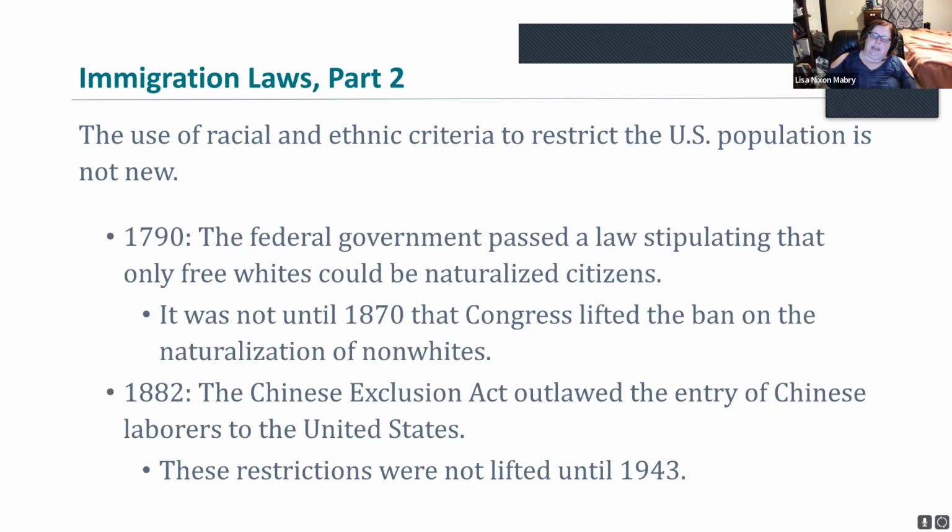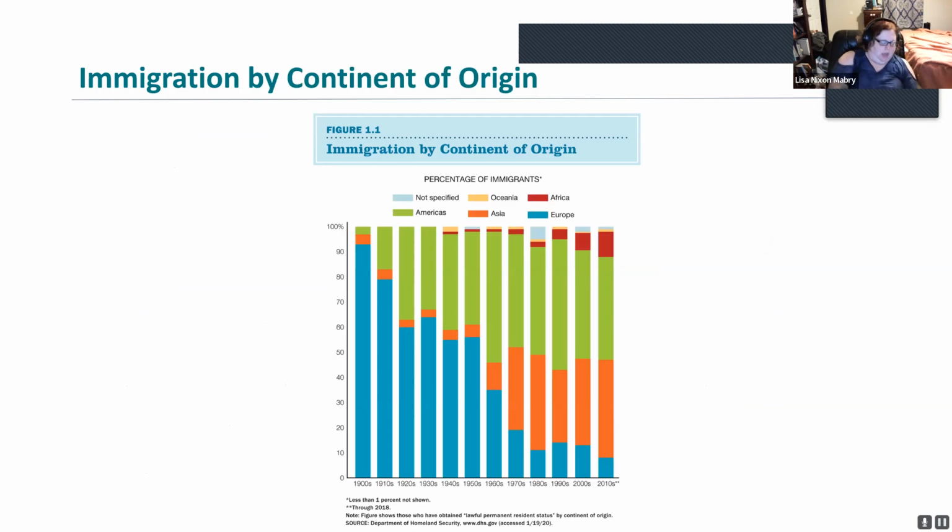And so in 1882, we created the Chinese Exclusion Act, where we outlawed any Chinese laborers to come into the US after we used them for the bulk of the hard work. It's disappointing, right? Like that feels like a punch in the gut, just not one of our finer moments. And they were not lifted. From 1882 to 1943, we allowed that. That's messed up.